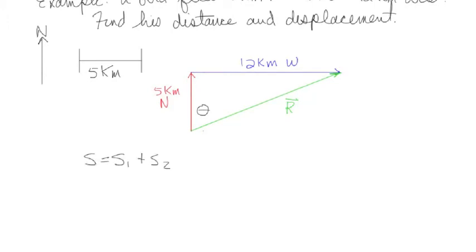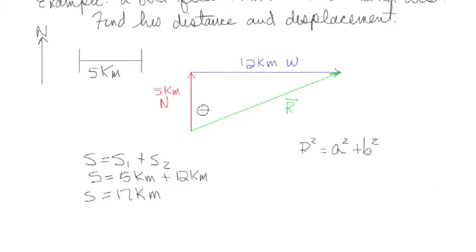Now to do this, we need to find the distance first. The distance is merely the sum of the magnitudes of each of these vectors, the two legs. 5 kilometers plus 12 kilometers for a distance of 17 kilometers.